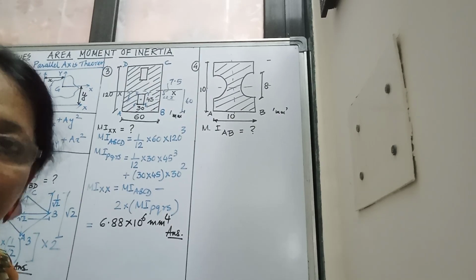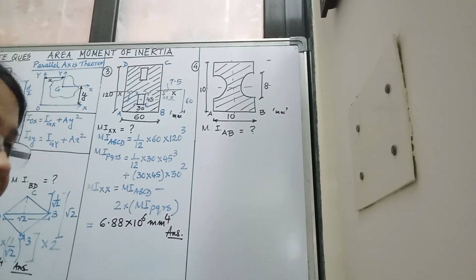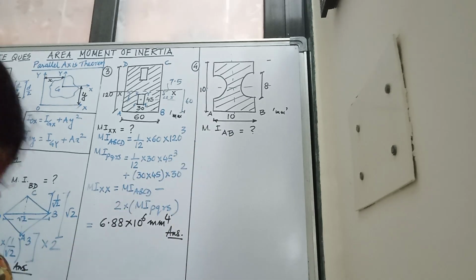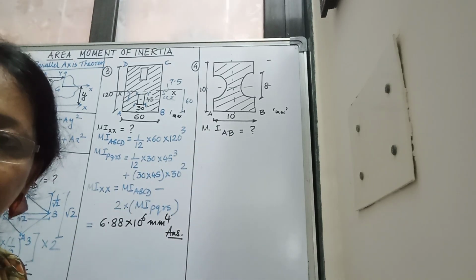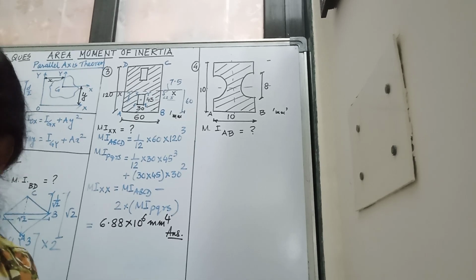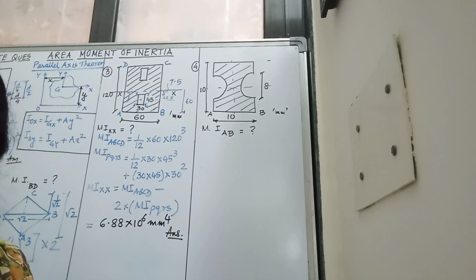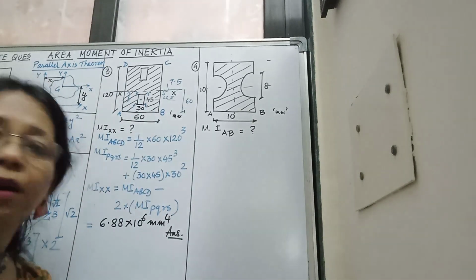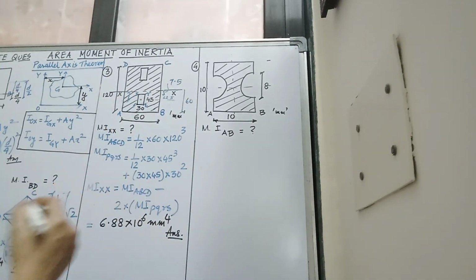Is the question clear? This is also a GATE 2016 question paper. So you have to find the moment of inertia about AB, right? Tell me how we are going to solve it. This is a very good question. So again, let us start, just like the previous problem.